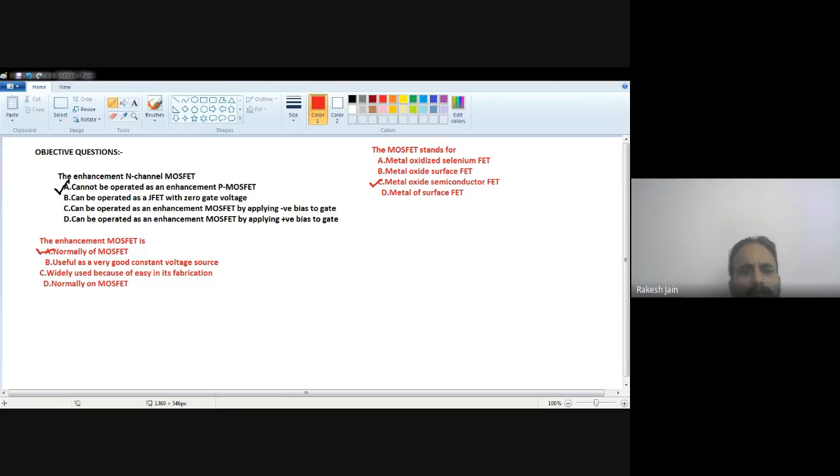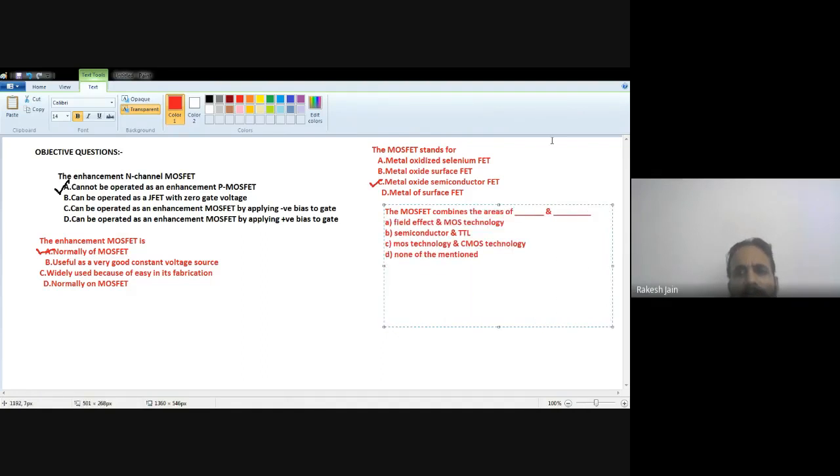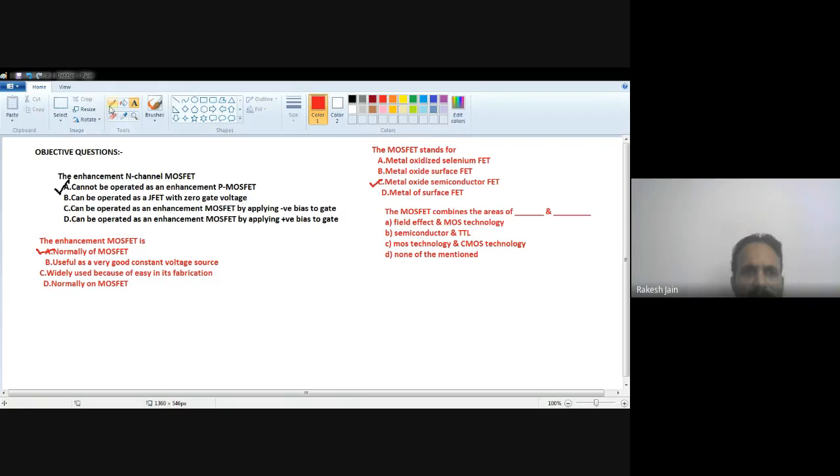Now the next question which is in front of you, just see this question. The MOSFET combines the areas of field effect, semiconductor and TTL. No, it is not transistor transistor logic. That's why answer B is incorrect. MOS technology, yes, it behaves as a MOS technology. And CMOS technology, no, it cannot use together the N type and P type. That's why not CMOS technology. And none of the mentioned is also incorrect. It is field effect and MOS technology. So your correct answer will be answer E.